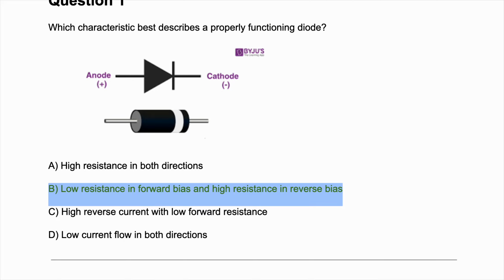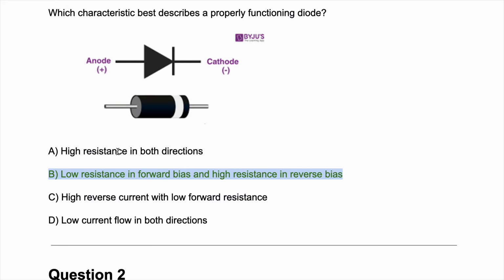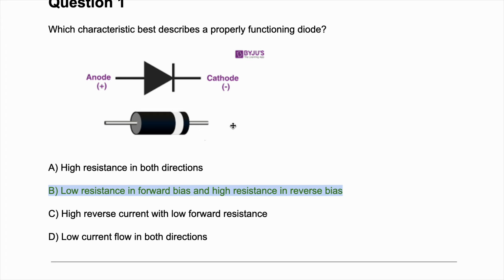Let me highlight this one. And high reverse current, no, it's not correct. Low forward resistance is correct, but that option is not correct. Low current forward flow in both directions, no, it's not correct. If the diode is shorted, yes, it can be, but that is not the position of a properly functioning diode.